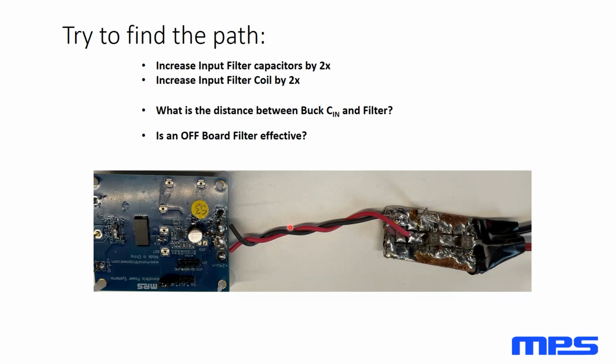In this particular picture, we've taken the filter off board. This is kind of hacked together, and we're moving the filter further away from the converter. Does this have an impact on our radiated emissions or conducted emissions? If yes, then we might be bypassing our filter altogether and we need to figure out how we can stop that from happening.